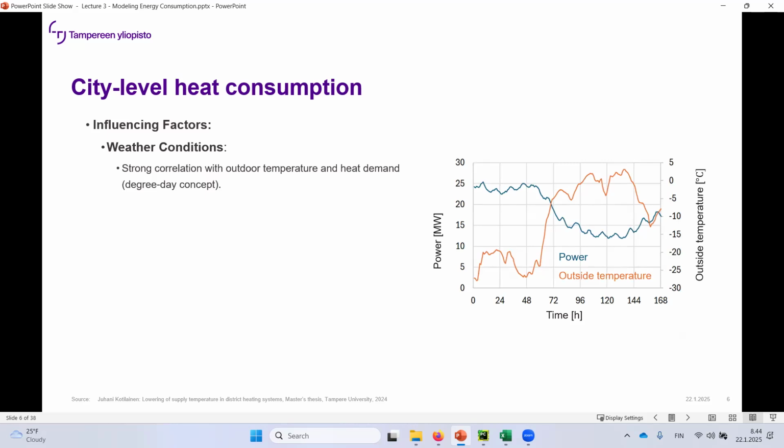And in here you can see, this picture is from Juhani Kotilainen's master's thesis. I just changed the labels to English. So there's district heating power and outside temperature. This is a rather small network, but either way you can see when the temperature goes up, the power demand drops. Of course, because it's heating, and with delta T, the temperature difference between inside temperature and outside temperature, if that decreases, the heat losses decrease.